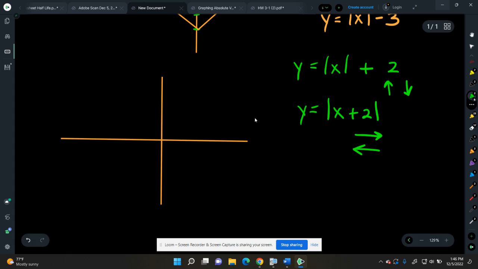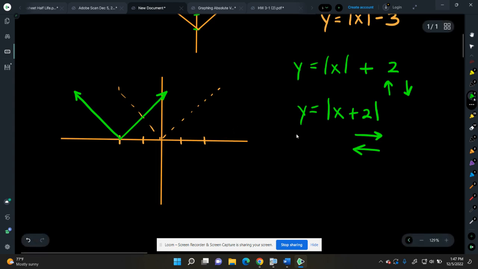Now, what do you think is going to happen with the +2? Right. Yeah, it seems like it should be right. This is the only thing that's weird. It goes the opposite. When it's inside, it goes the opposite of what you would expect. So here's just the absolute value of x. We're going to move it 2 units to the left. 2 to the left. Okay?